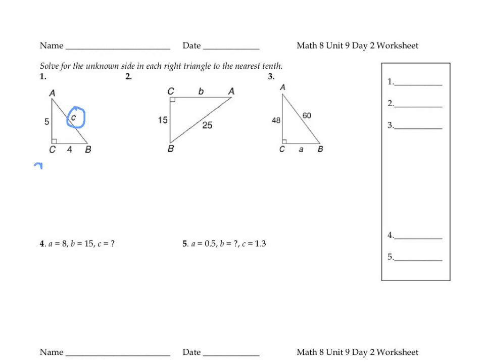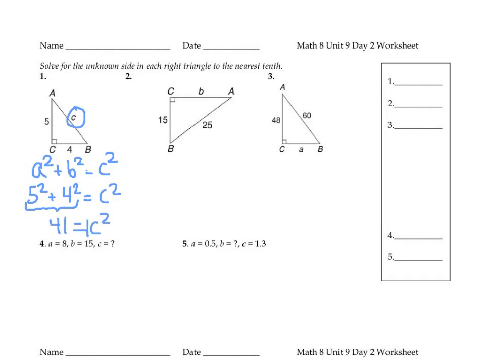So we know that in a right triangle we can use a squared plus b squared equals c squared. And so I'm going to plug in 5 squared plus 4 squared equals c squared. And then because those two things are on the same side of the equal sign, I can just type it into my calculator. So 5 squared plus 4 squared is 41.